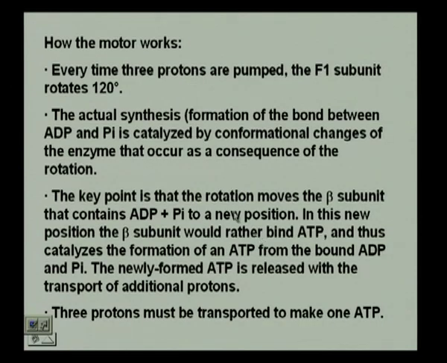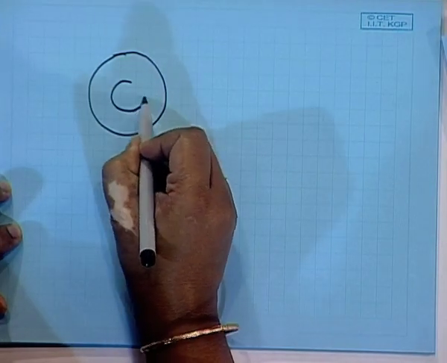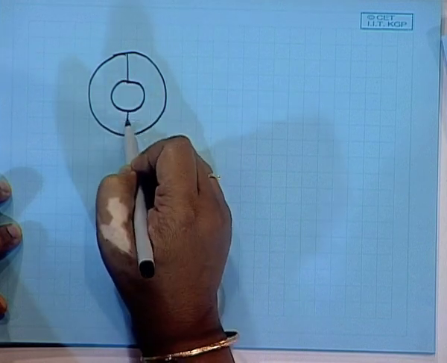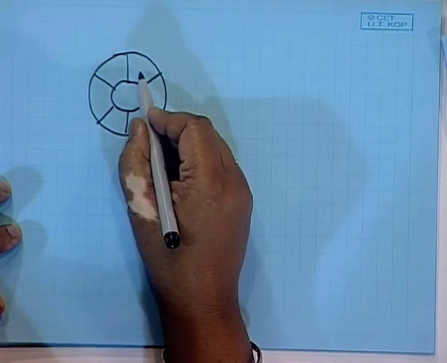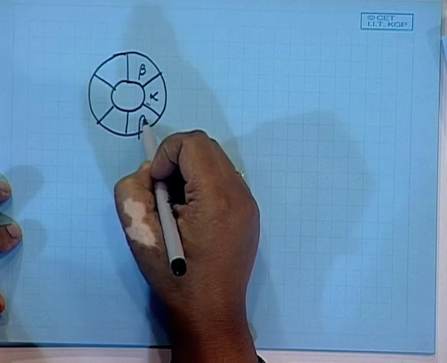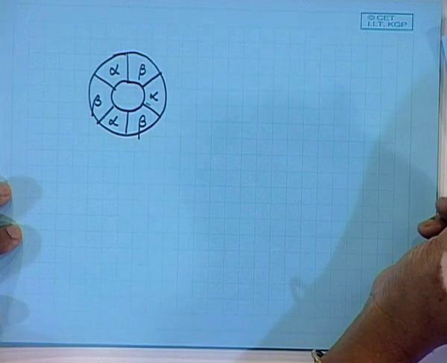Now, every time 3 protons are pumped, the F1 subunit rotates by 120 degrees. Okay? So, basically it looks something like this. If we just look at this, we are looking top down. We have a central part here. I have a beta subunit here, an alpha here, a beta here, an alpha here, a beta here and an alpha here. Okay? It looks something like that.